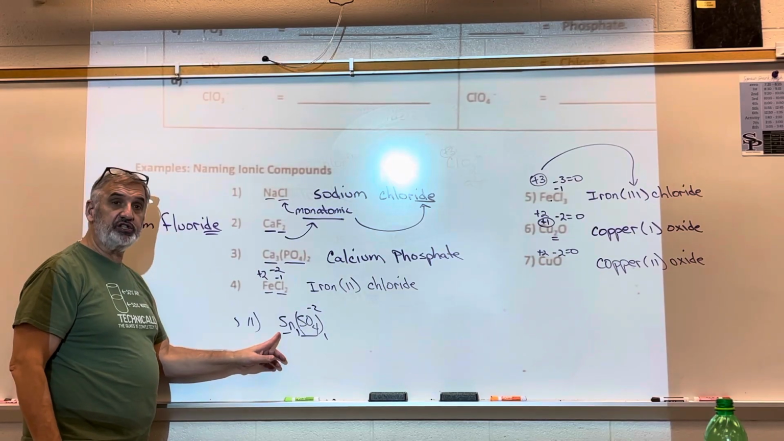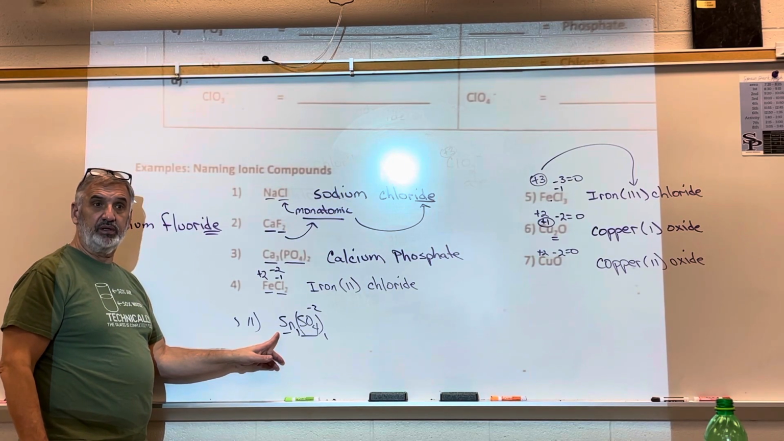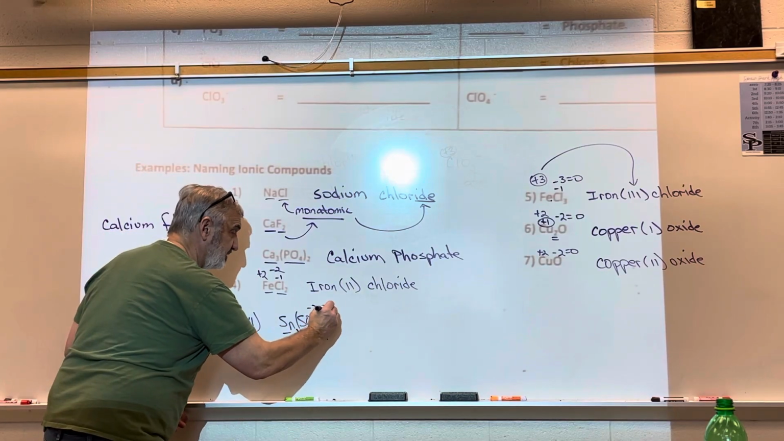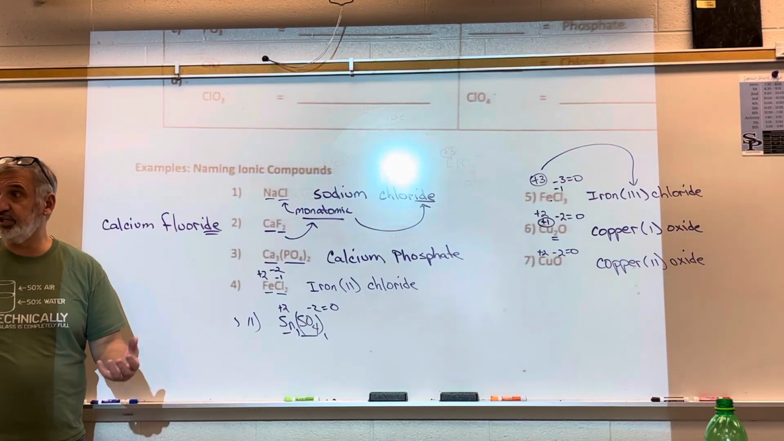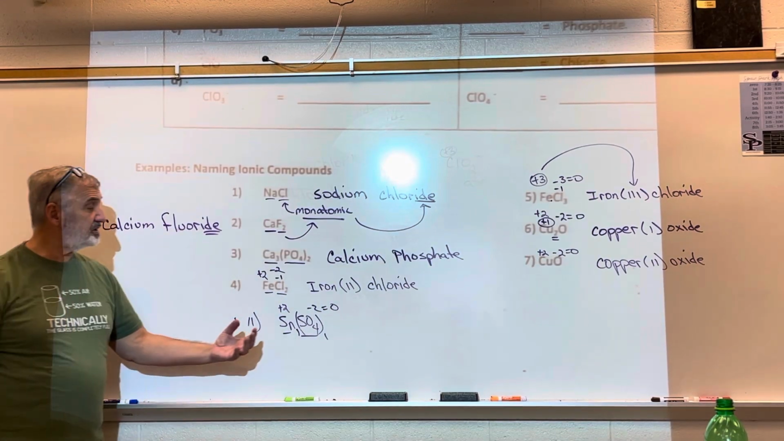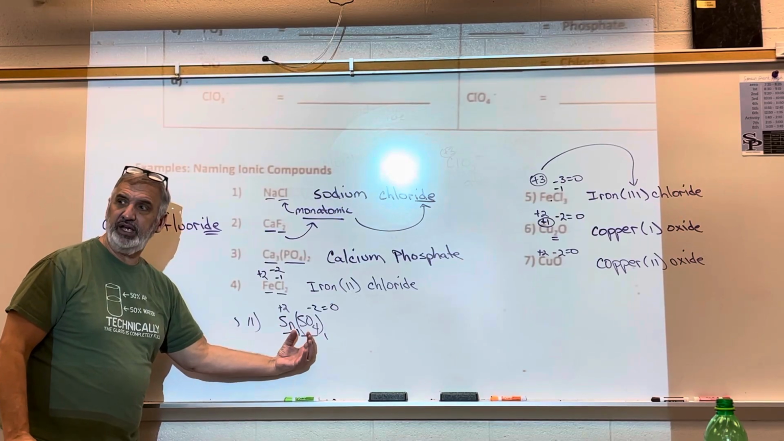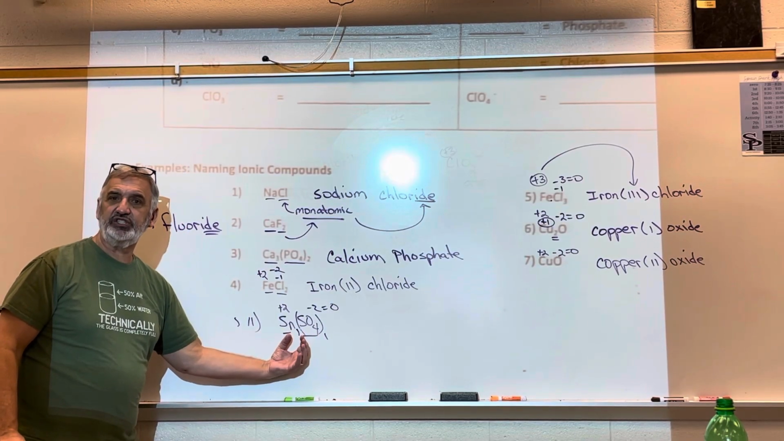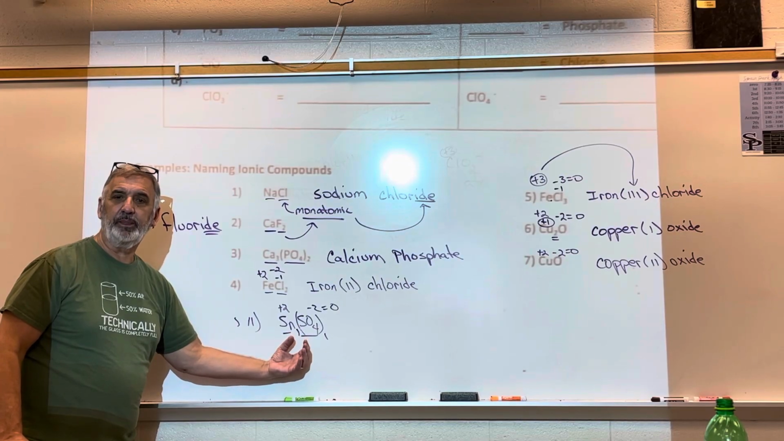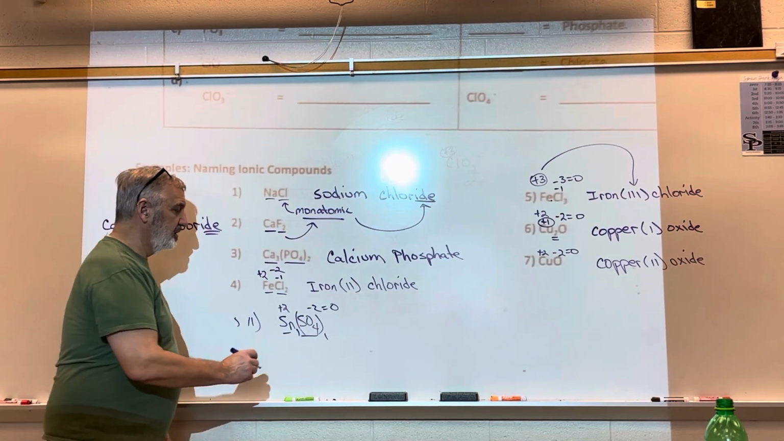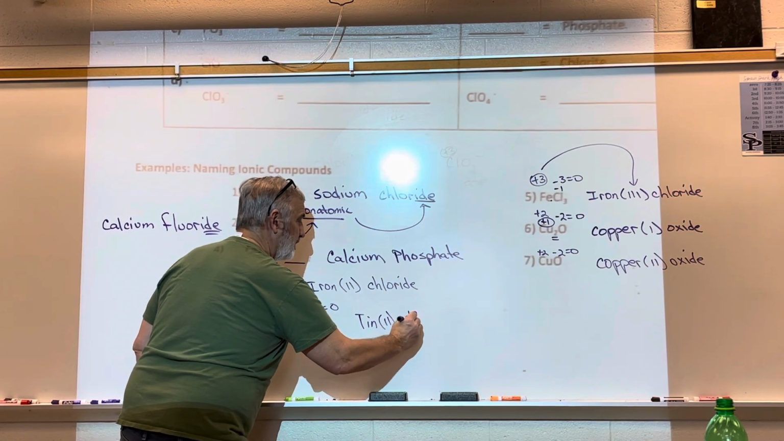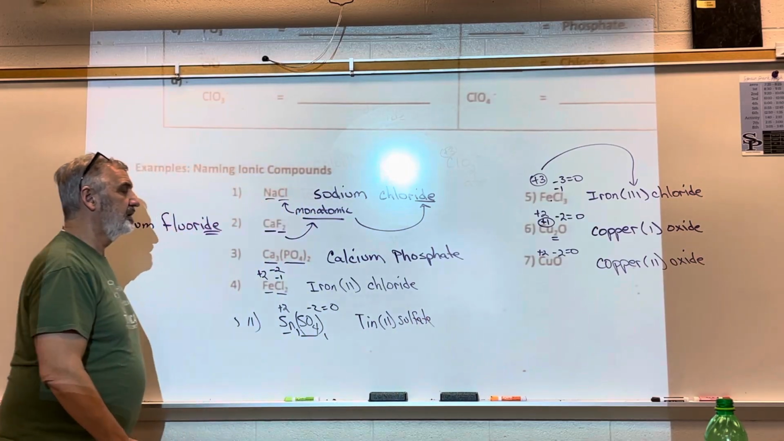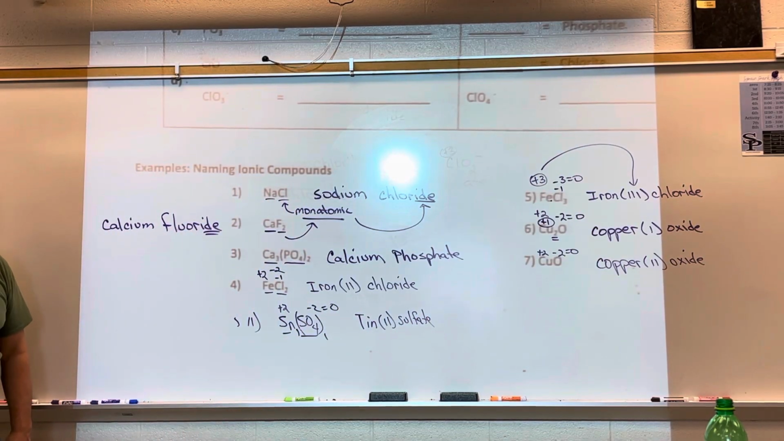So what must be the charge on this tin? If this is -2, it still has to add up to 0. +2. This has to be +2. Now again, tin can either be +2 or +4. But with a polyatomic ion, we use the charge on the whole thing. We don't worry about the individual oxidation states. Okay? So we're going to call this tin 2 sulfate. You use the charge on the whole polyatomic ion.